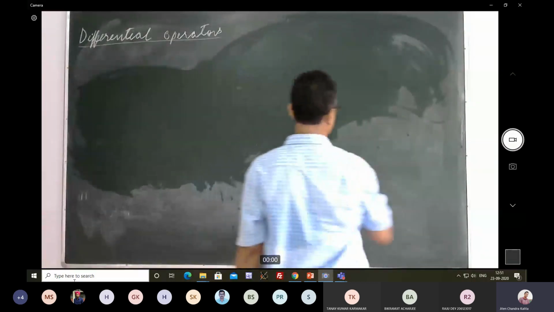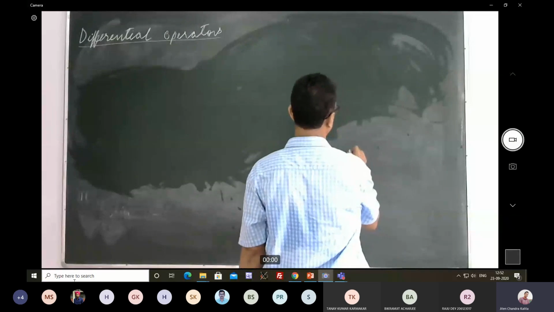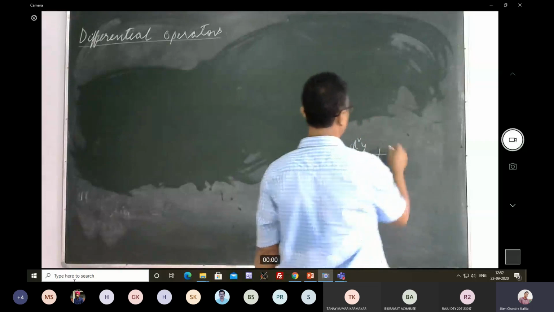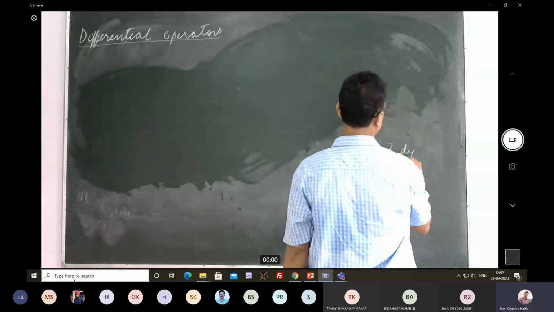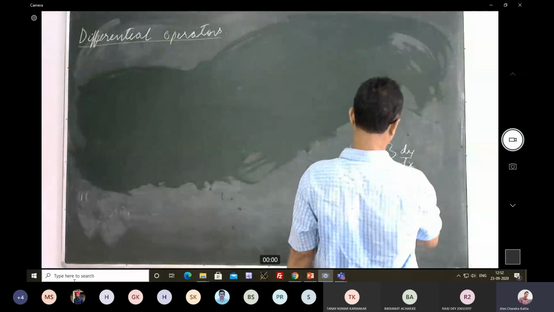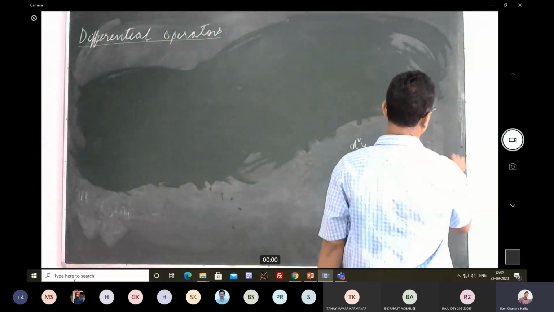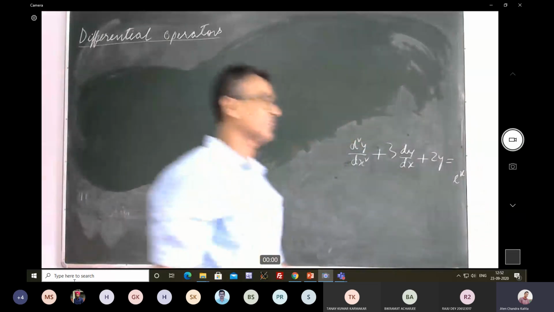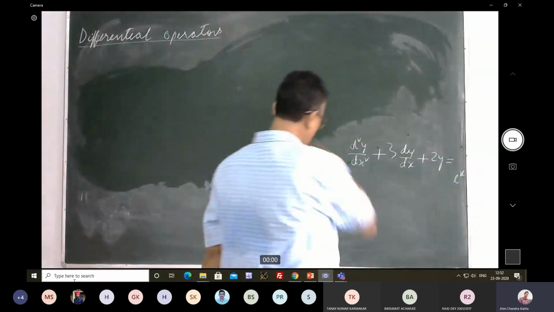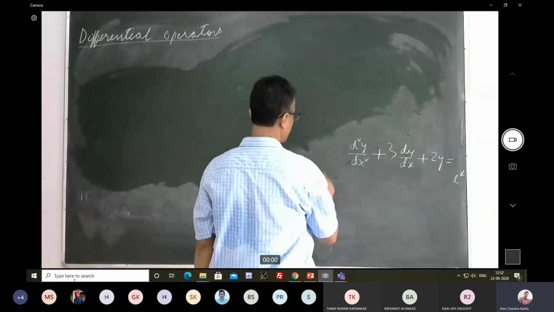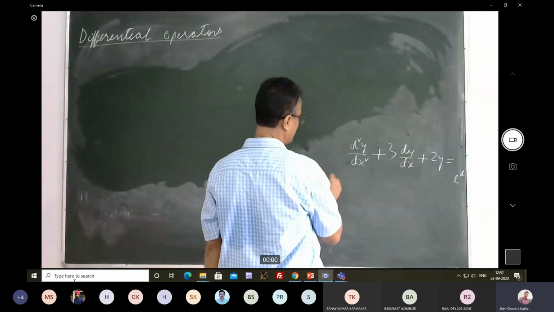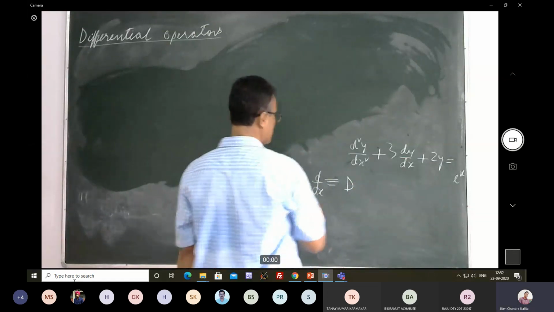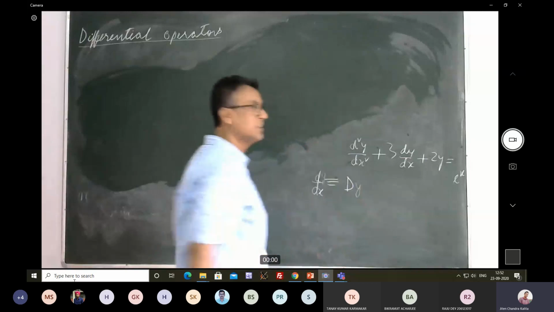Suppose I'm considering this differential equation: d²y/dx² plus 3 dy/dx plus 2y equals, say, e to the power x, something like this. Okay, fine. So now what I can do is define d/dx as an operator D. That means dy/dx, I'm going to write as Dy.